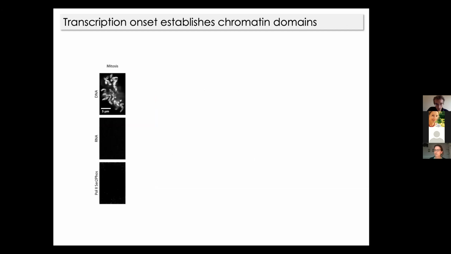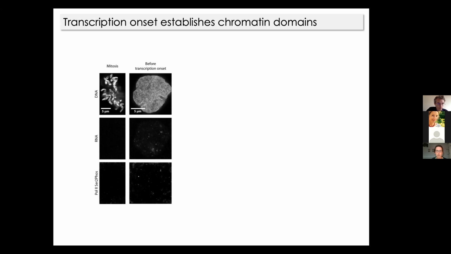Okay, so let's first look at this organization and what it is that I'm talking about. Here you see STED micrographs, and we look at DNA, RNA, and the elongating form of RNA polymerase II, which for the purposes of this talk, you can just think of as transcription ongoing. And you can see that during mitosis, we can only see the DNA. We see the chromosomes.